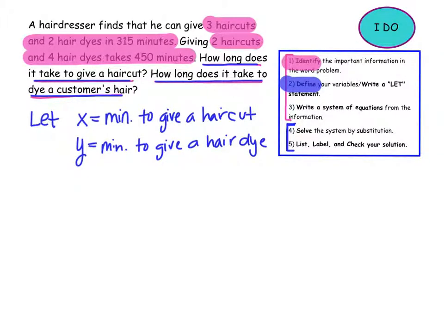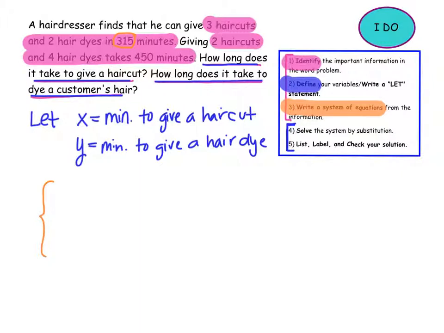And then step 3, we have to write a system of equations. And so I'm going to make my curly brackets. And so from my highlighted information, I have to write a system of equations. It says 3 haircuts and 2 hair dyes takes 315 minutes.